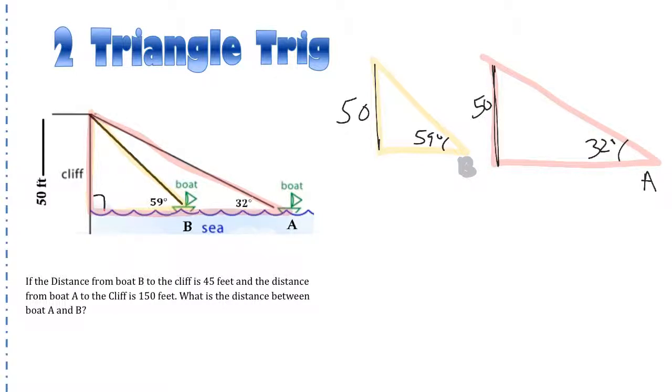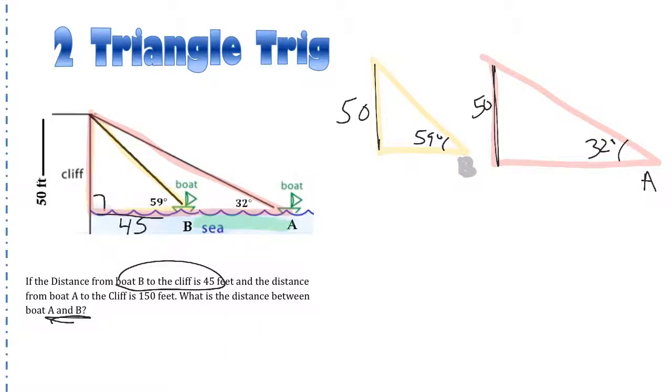over here. So here's an example of a question where we want to find the distance between boat A and B. So what I'm looking for is this distance from B to A. Now to actually figure that out, we need the bottom of the yellow triangle and the bottom of the red triangle, those right triangles. So for this one, they just gave you some information to help us start thinking about it. So from boat B to the cliff is 45 feet.